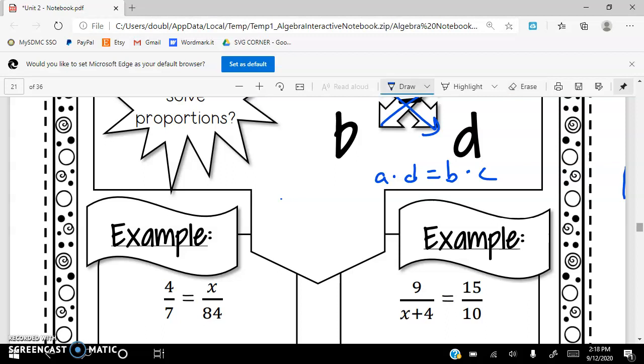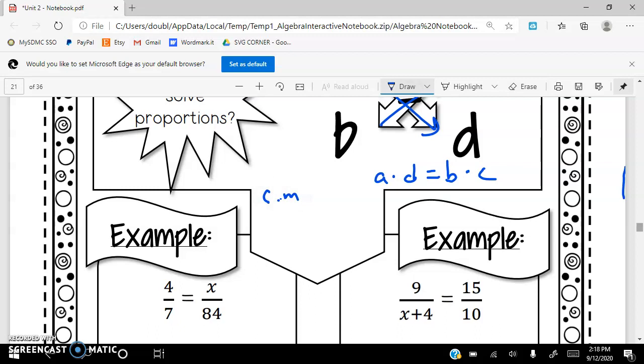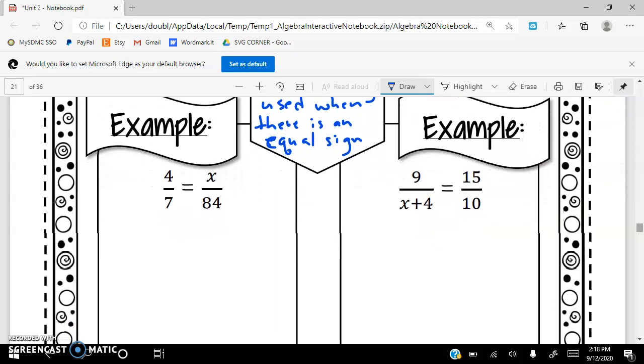But here we go. Alright, so when you cross multiply, and I'm shorthand, so CM stands for cross multiplying. So cross multiplication is only used when there is an equal sign. Okay, so cross multiplication is only used when there is an equal sign. So let's go ahead and take care of these two problems down here.